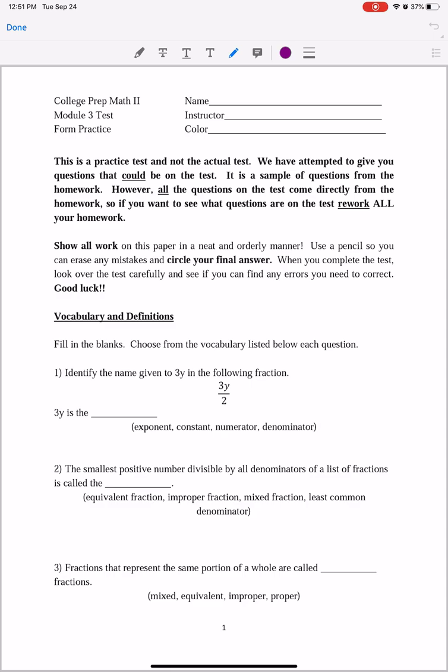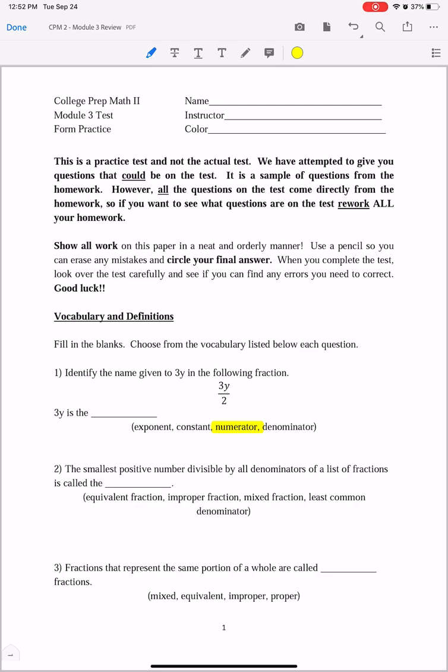Number 1, identify the name given to 3y in the following fraction. 3y is the numerator. Okay, if it's in the top, it's the numerator. The bottom is the denominator.